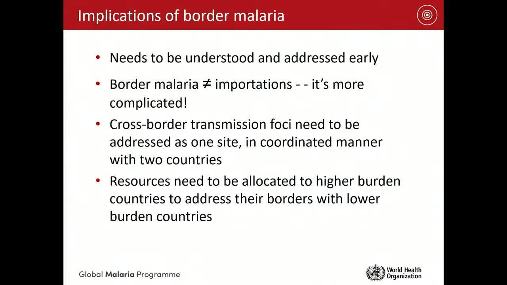So we need to begin understanding and better addressing these issues of border malaria. And we also have to move away from the idea that this is just about importation. It's definitely more complicated than that. We need to think of cross-border transmission foci as one site and work in coordination with the other country in order to address the issues there. Now, there are ways potentially through global fund grants to allocate and tag specific resources to the high burden country so that it will address their lower burden areas along borders with eliminating countries.